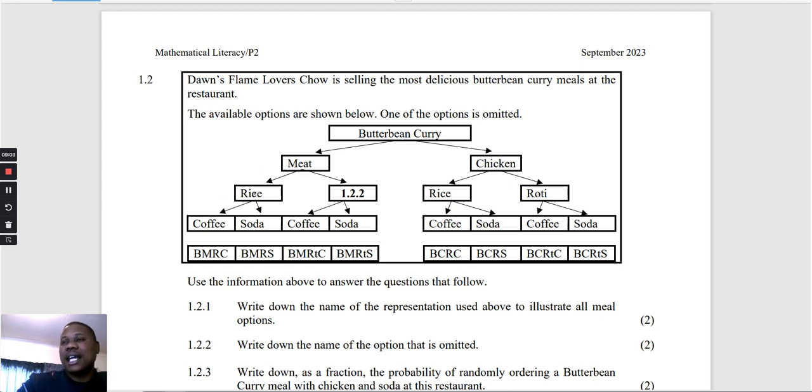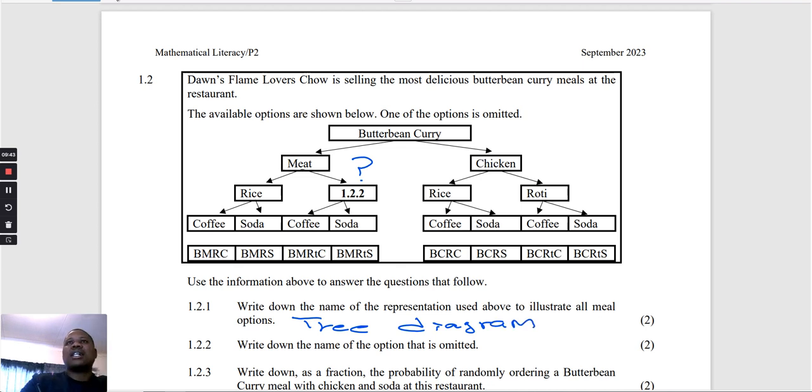Then if you have taken any of this, now there's an option of what? Coffee and soda. It means on the side of the drink, you only have 2 types of drink, which is coffee and soda. Okay, so now we have this that is missing. That should be a question. Then they say write the name of the representation used above to illustrate all meal options. So what kind of a diagram is this one? This is the diagram that you will find in probability. So this type of diagram, we call it a tree diagram.